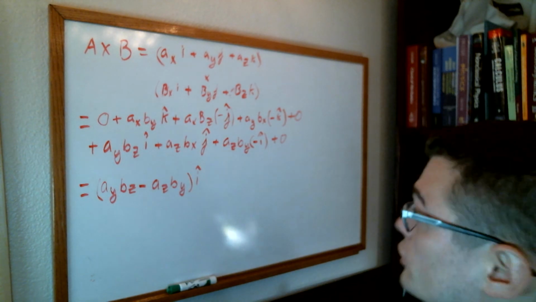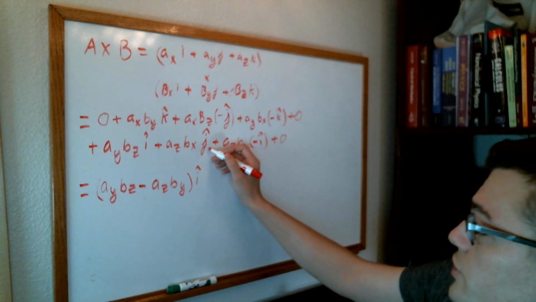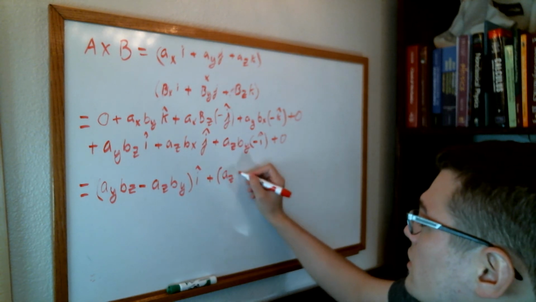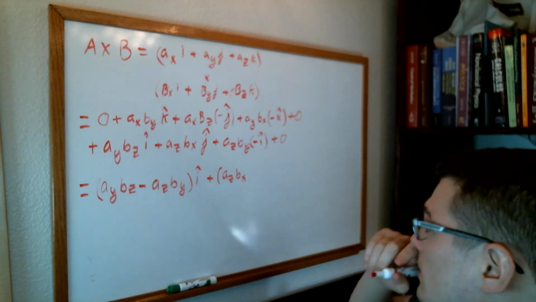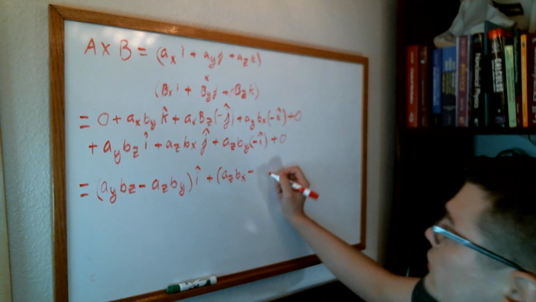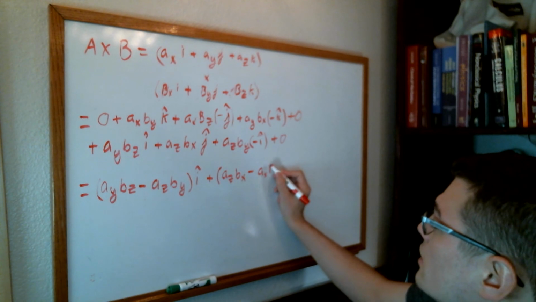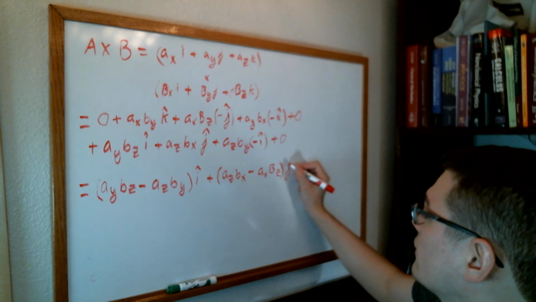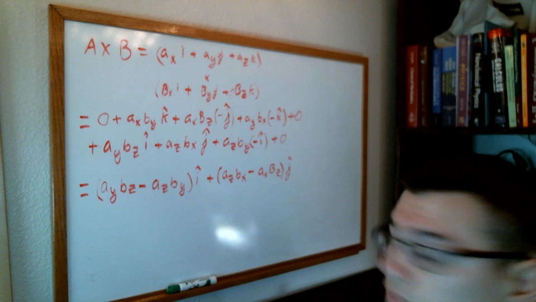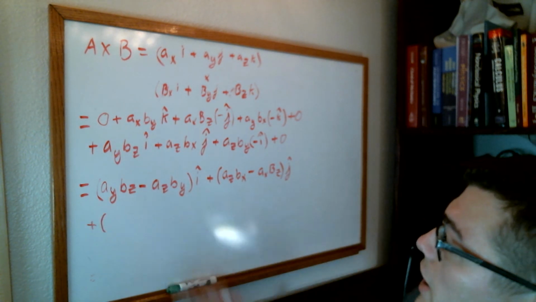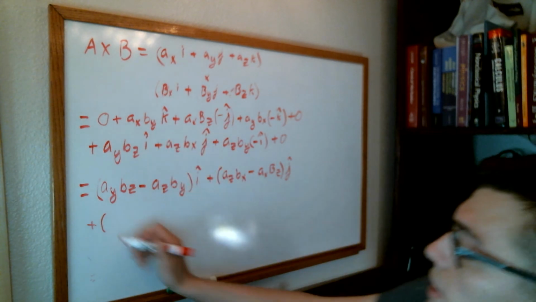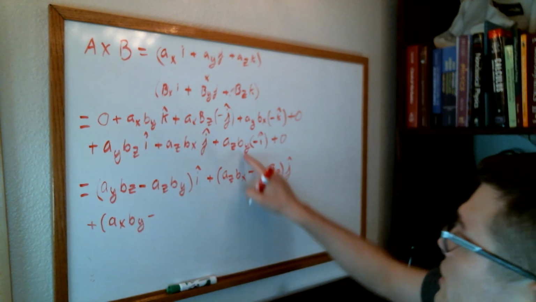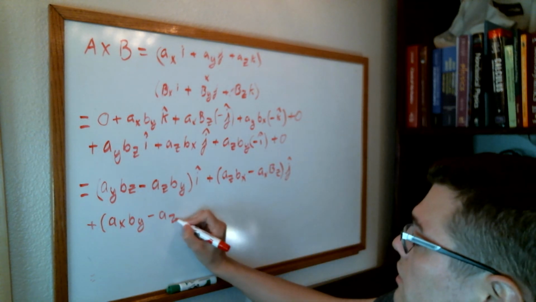Next, we're going to group our j terms. We have our first j term here because it's positive, so we're going to have AzBx, and then we're going to have a negative AxBz, and that's going to be j hat. And then last, we have our k hats. Our first one is going to be here, and so we're going to have AxBy, minus AzBy.